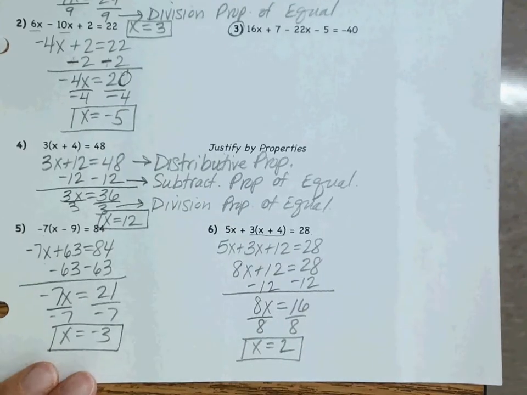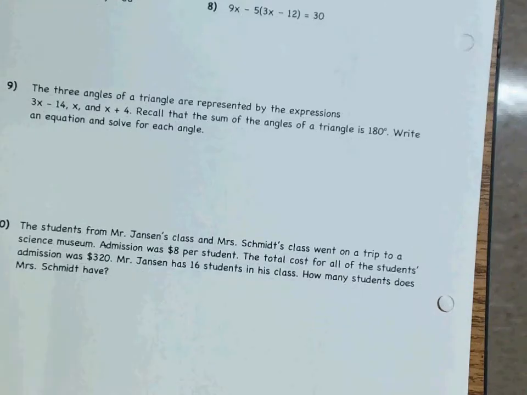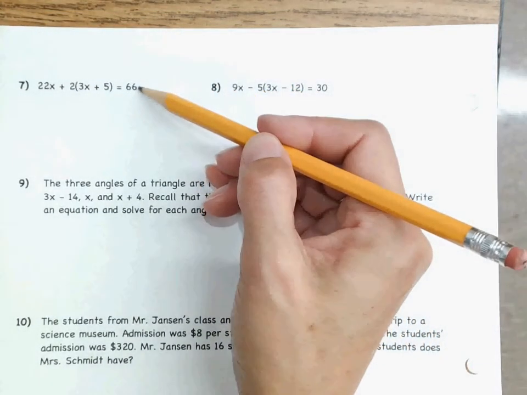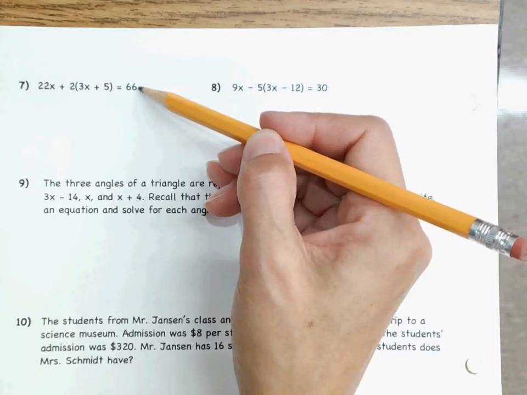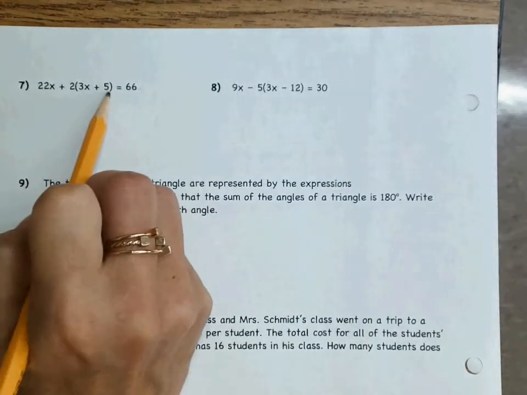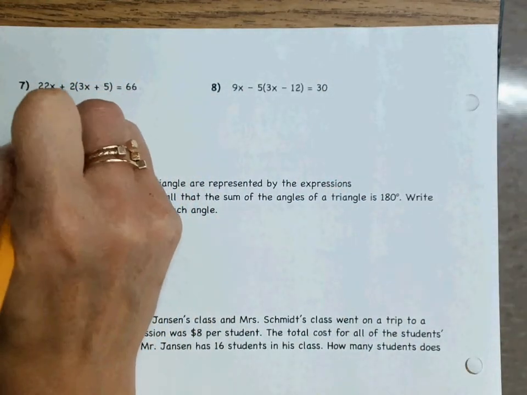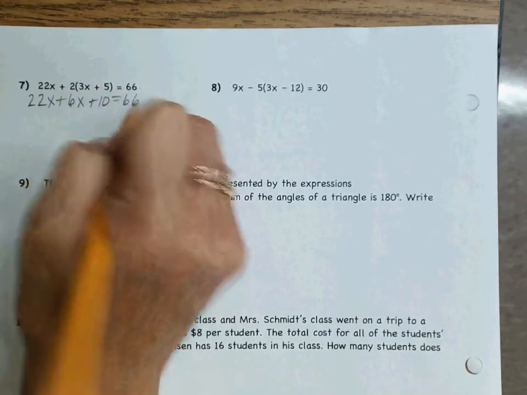Okay, that's it for the front. Let's go ahead and flip it over to the back. On the back, what I have is problem number 7. Number 7 is similar to what we just did with problem number 6. So again, we want to make sure we distribute first, then combine like terms. When I do that, it is 22x plus 6x plus 10 is equal to 66.